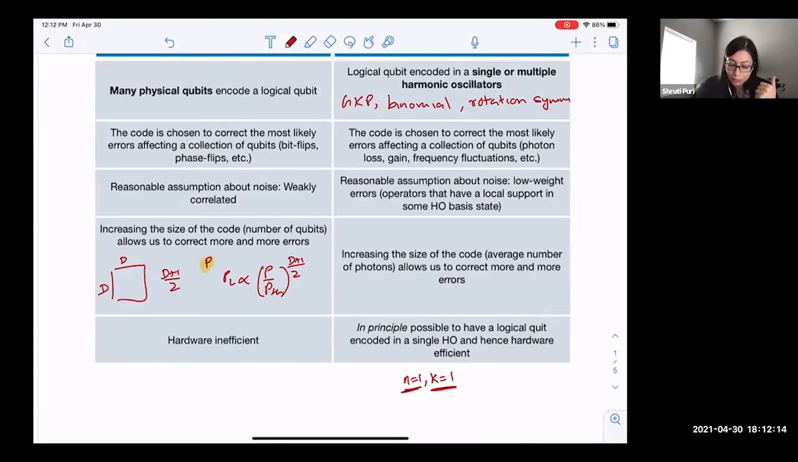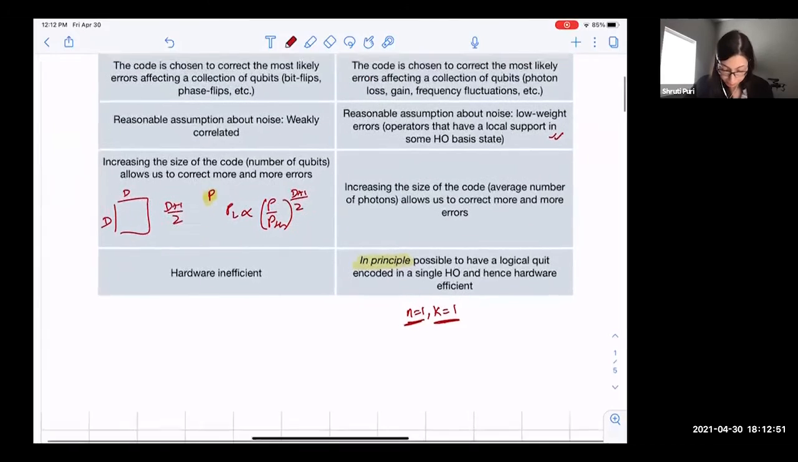Now, I've put a fact here that in principle, it's supposed to be hardware efficient. Whether in practice it's actually going to be hardware efficient is something that we need to think about. The reason being that, firstly, the error model that we are assuming here is that you have low weight errors. Is that really the error model that the physical systems sitting in the lab face? So we'll come to that point in a second.